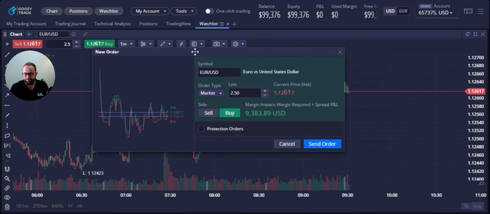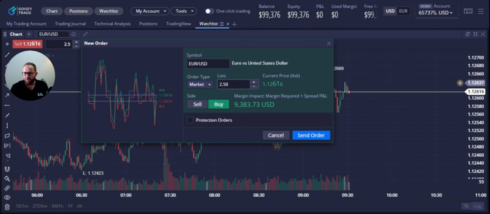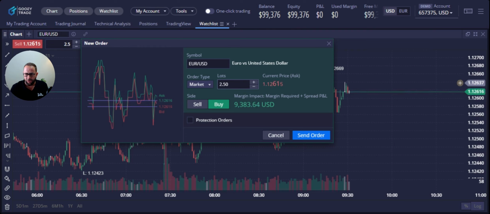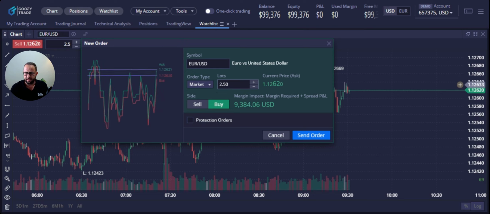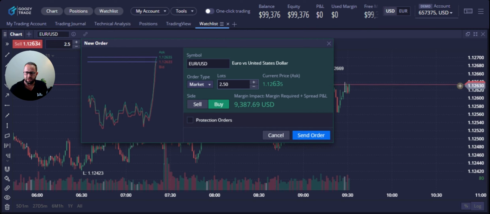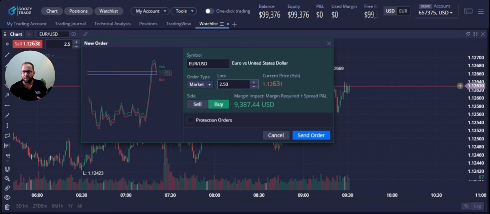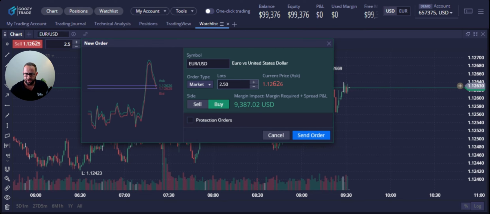All right. So once that's open, by default, you'll probably have, I don't know, one lot or 0.1 lots there. I've already used this platform a few times, so mine's set on 2.5 lots. Now, the lots is very important in this explanation because that controls the amount of risk that you're taking in the trade, or the amount of euros in this case that you're actually controlling when you open a position.